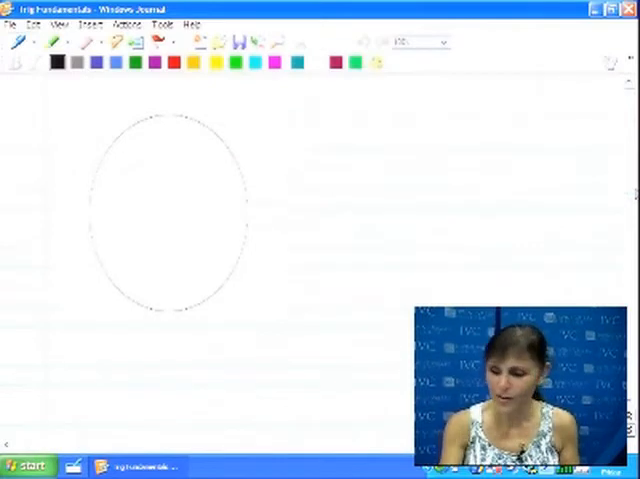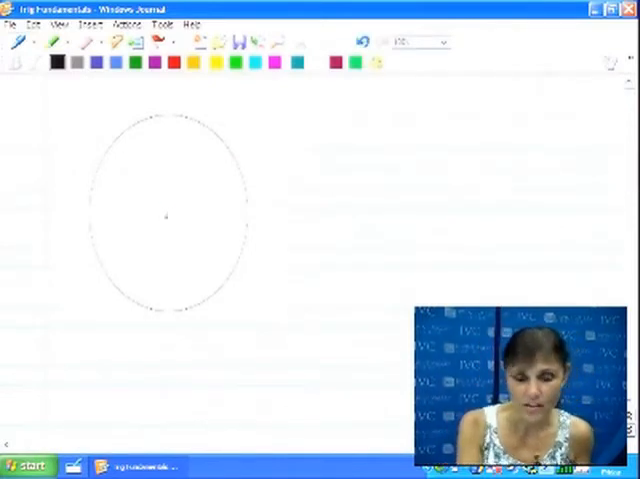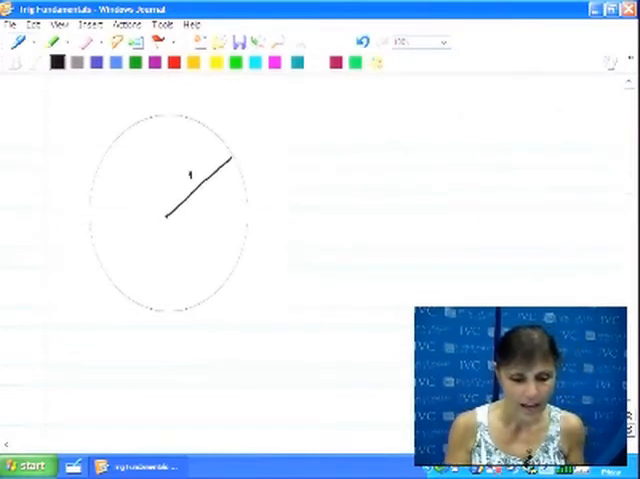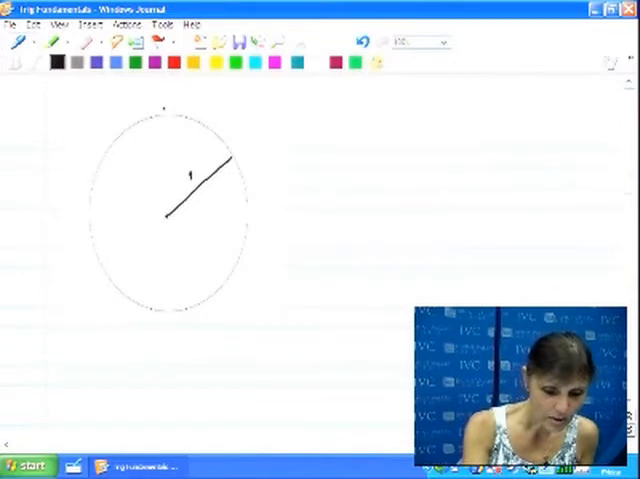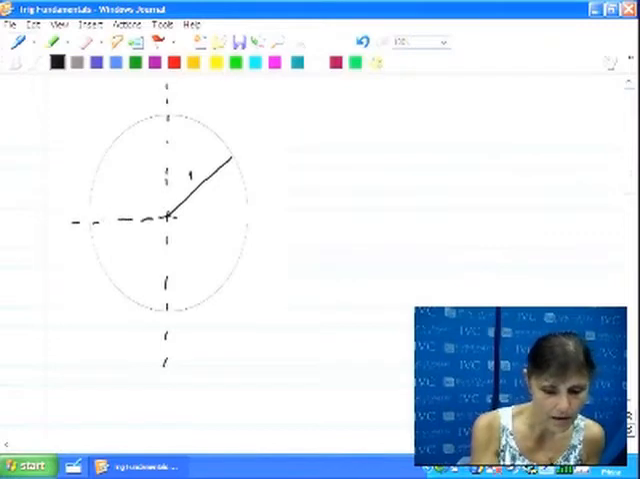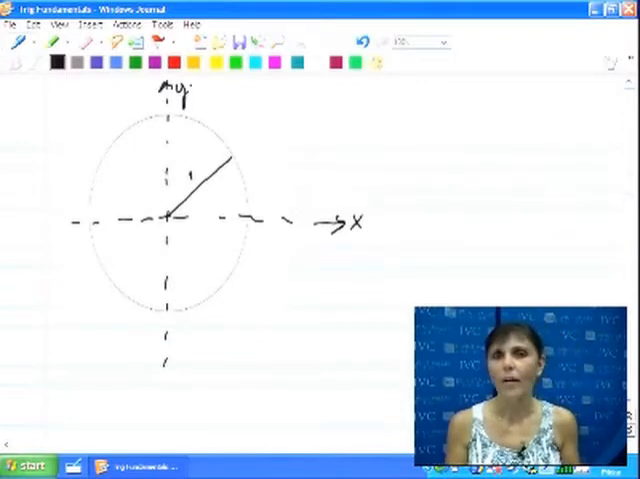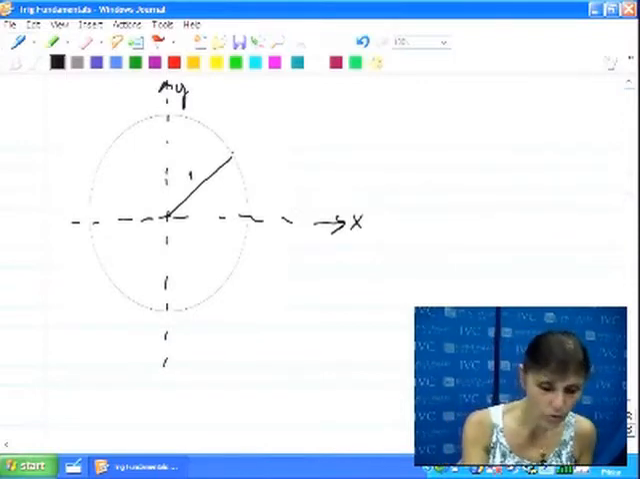Okay, we are going to start with a unit circle. There is a center here. The radius is 1. And let's put the coordinate system on it. Here's my x. Here's my y. Alright, and we are going to pick a point on that circle, (x, y).